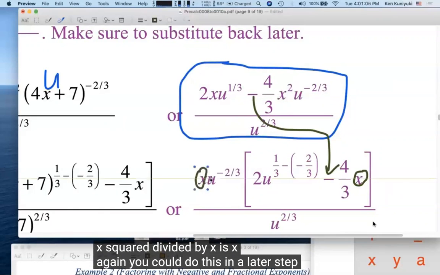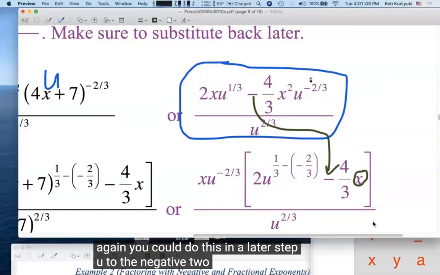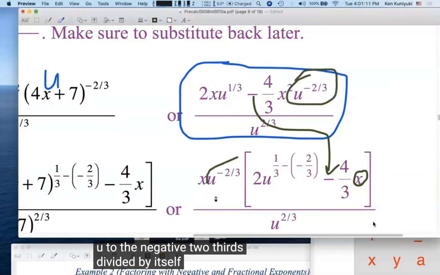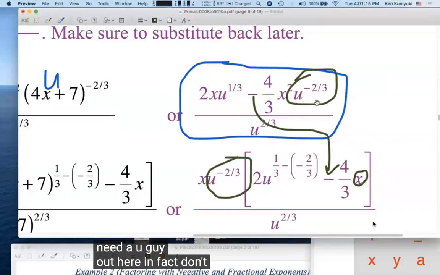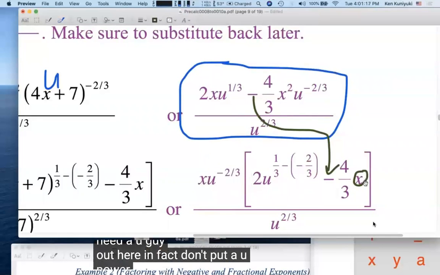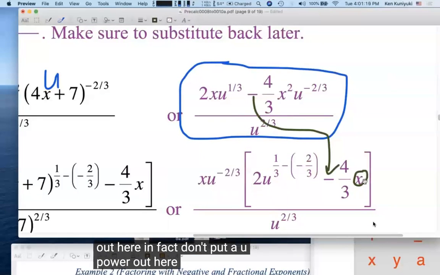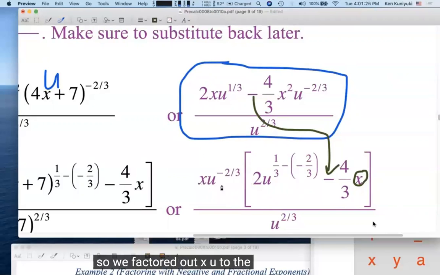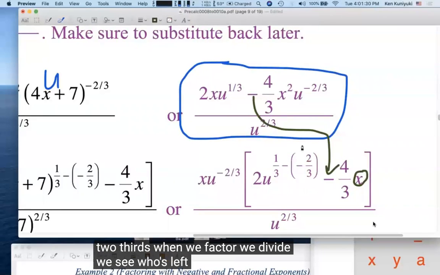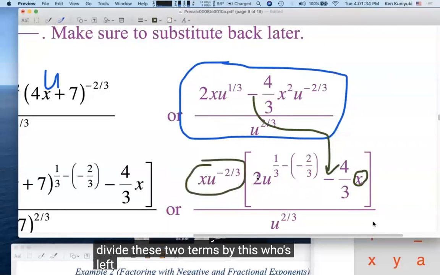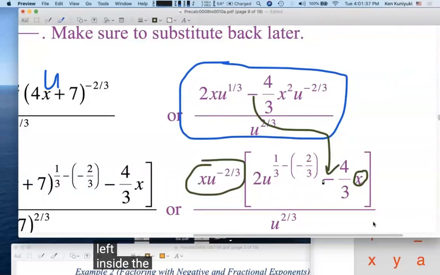Again, you could do this in a later step. U to the negative 2/3 divided by itself is 1. So we don't need a u guy out here. In fact, don't put a u power out here. All right, over u to the 2/3. So we factored out x u to the negative 2/3. When we factor, we divide. We see who's left. After we divide these two terms by this, who's left inside the brackets?